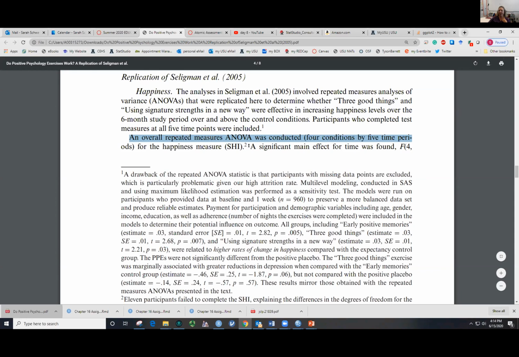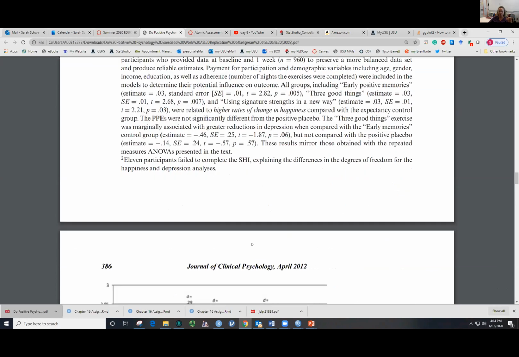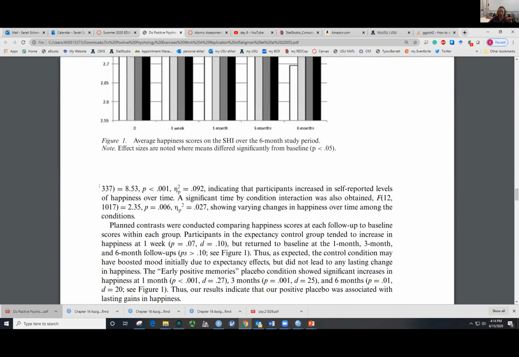So what do they say? A significant main effect for time was found. And then here we have a comma, this is APA style, right? And then it has our F value with 4, 337 degrees of freedom, equaling 8.53, p-value less than 0.001. And what do they have after the p-value? Got the partial eta squared.